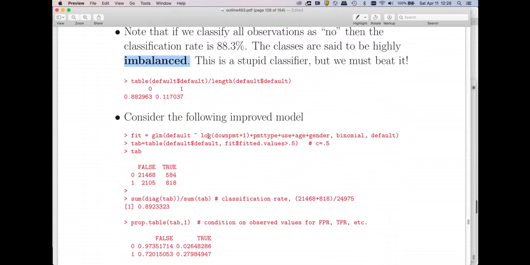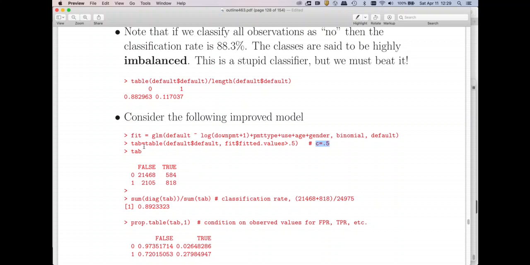So I'm going to build a model now where I've fitted a logistic regression model with down payment, payment type, use, age, and gender in it. So we now have fitted values, and I'm going to try a cutoff of 0.5. Anybody who has a predicted probability above 0.5 is labeled a predicted defaulting customer. Anybody who has a predicted probability less than or equal to 0.5 is called a non-defaulting customer.